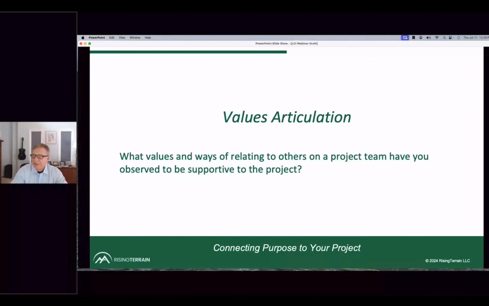So this last question, I'd like to hear some values or ways of relating to other people in the project that you've observed that really contributed to or supported the project. All right, go ahead and write those into the questions box. We'd love to get some answers and read those out. A comment came in that says values articulation, yes, with end user requirements.